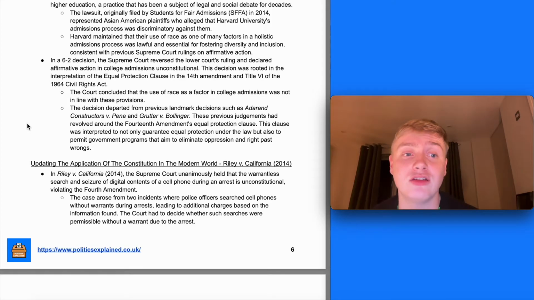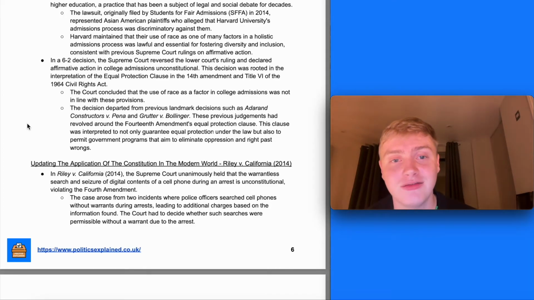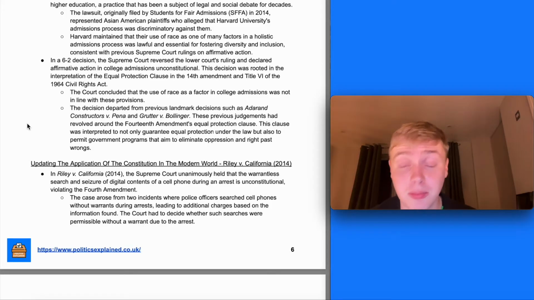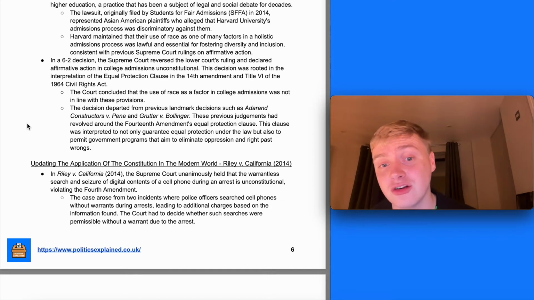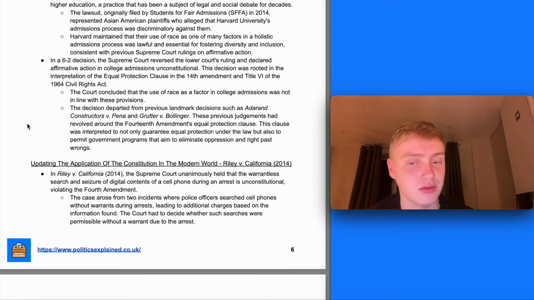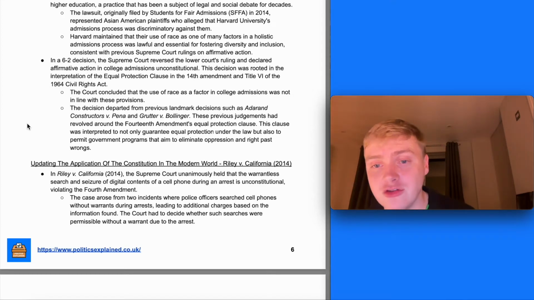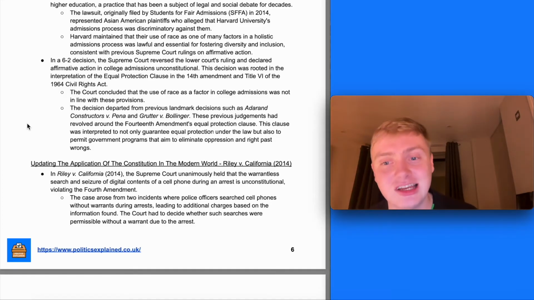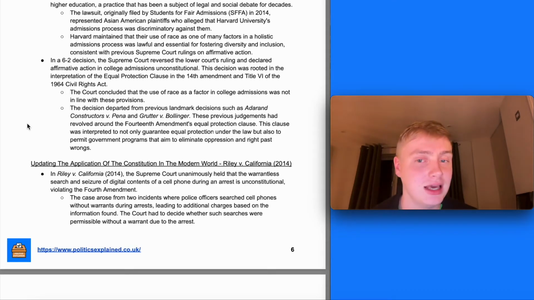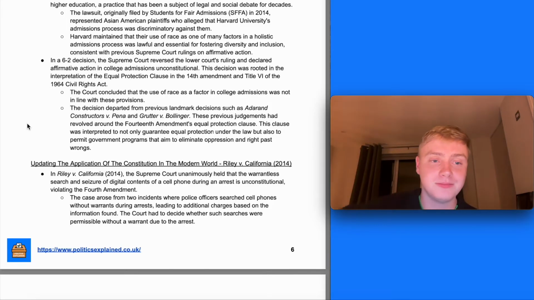This was rooted in the interpretation of the Equal Protection Clause in the 14th Amendment and Title VI of the Civil Rights Act. The court concluded that the use of race as a factor was not in line with the provisions, and this departed from previous rulings which had revolved around the 14th Amendment's Equal Protection Clause, and actually judged that rather than invalidating affirmative action, it gave a kind of protection or constitutional right to affirmative action in college admissions. This showed how a reinterpretation of the law by conservative justices in different ways had a big impact on public policy in a conservative direction in the United States.